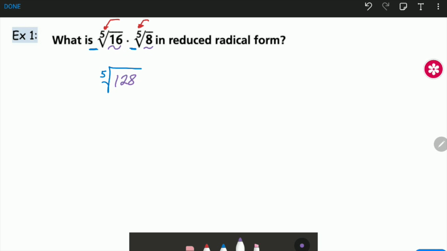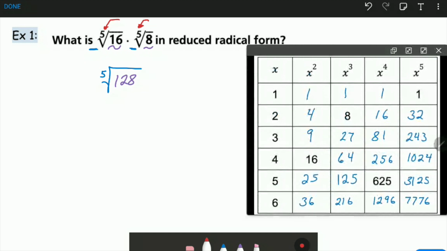Anytime you multiply radicals, though, you want to make sure you simplify the radical as far as possible. Sometimes you can simplify it beforehand. I usually just wait until afterwards to try to simplify the radical. Now, as far as fifth roots go, I don't see 128 on my chart. 128 would be right here if it is a perfect fifth power, but we don't see it there.